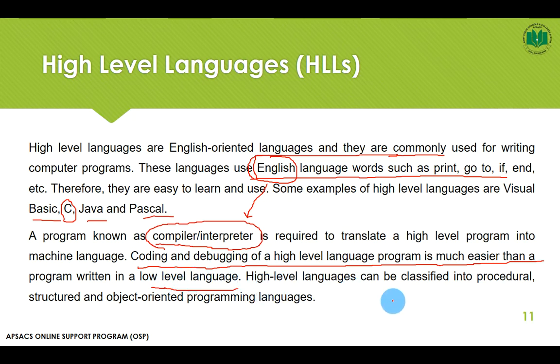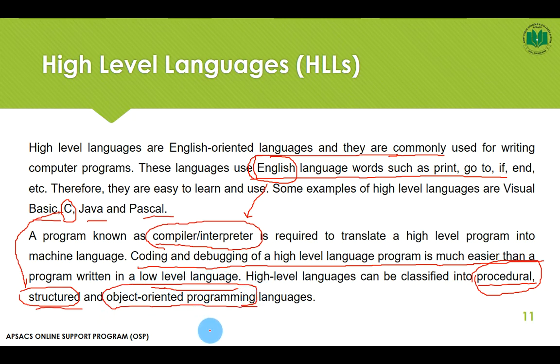High level languages can be classified into procedural languages, structured languages and object oriented languages. We may use these languages according to our requirement. We may choose a procedural language or a structured language. We are going to choose the C language, which is a structured language. Then we will choose the object oriented languages after this class.